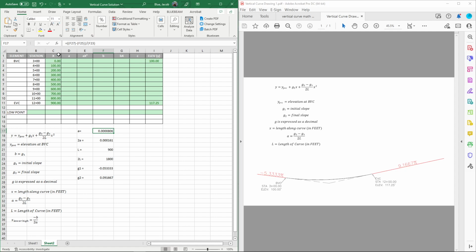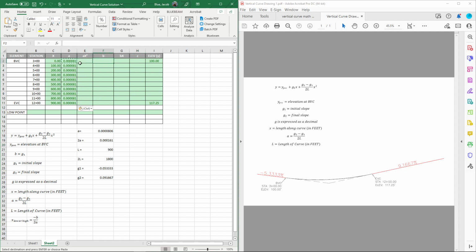Right here in my column A, 0.123400806. And then it did round, and I'm just going to copy that value in all of these cells because A does not change.